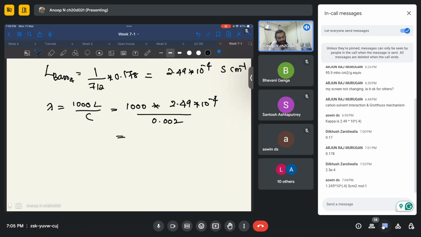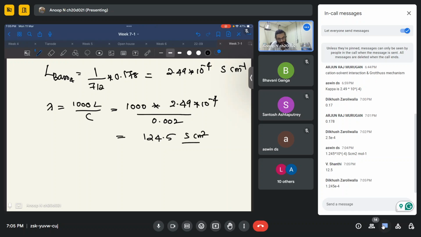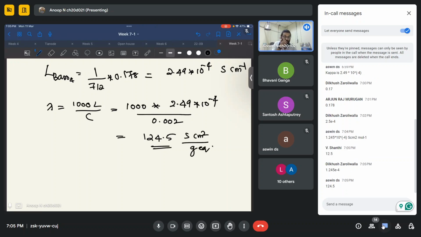The answer will be coming 124.5 Siemens centimeter squares per gram equivalent. Molarity I haven't calculated. We have taken normality, so it will be coming per gram equivalent. Siemens centimeter squares per gram equivalent. So we move on to the next question.